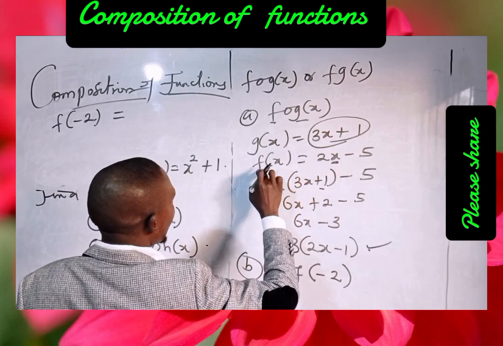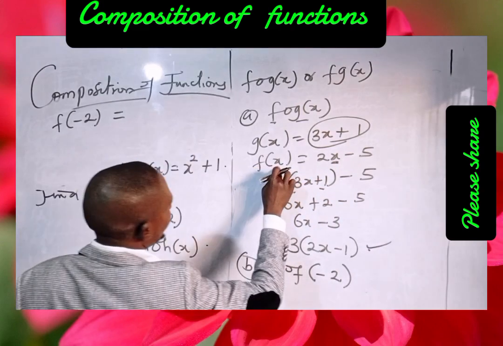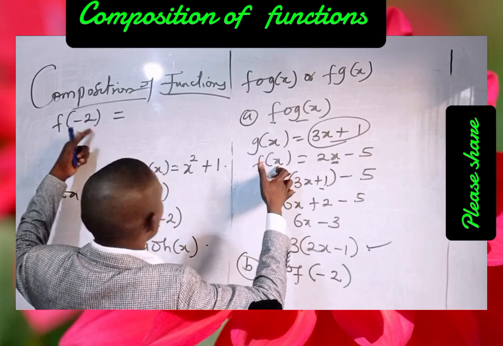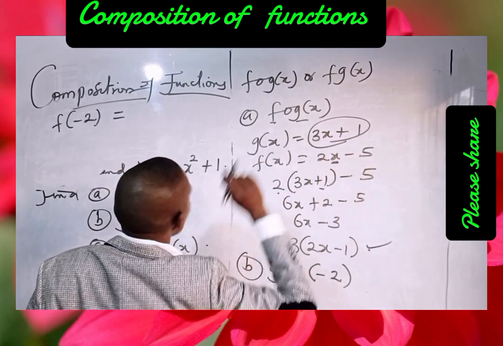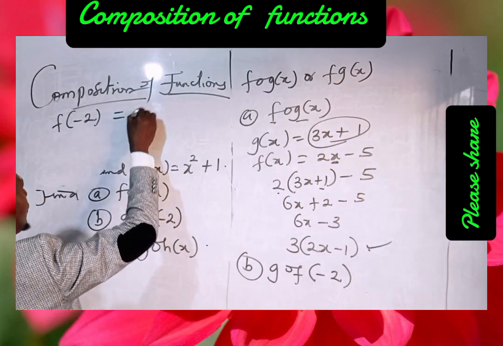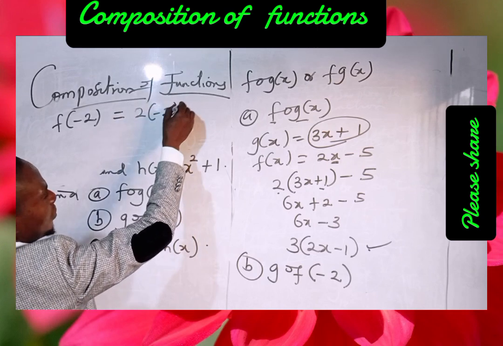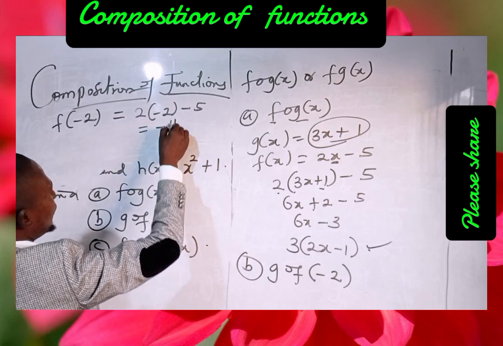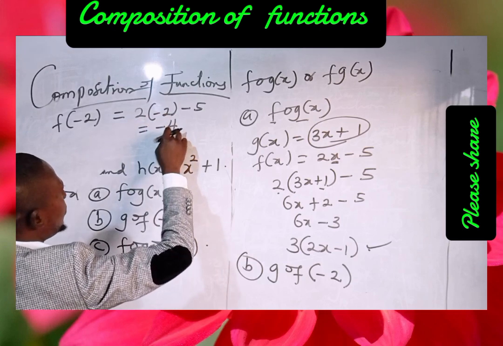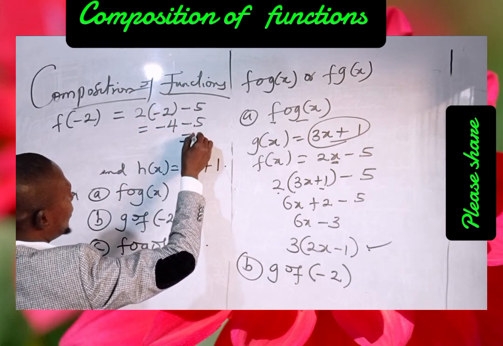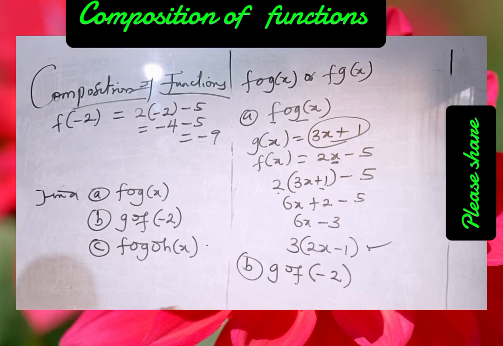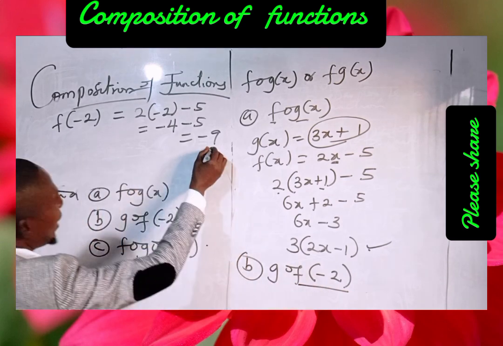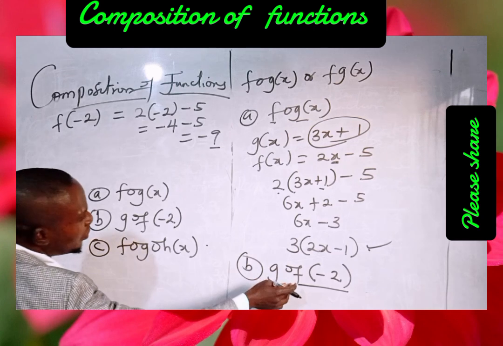Look at it, f of minus 2, f of x, meaning that x equals what? Minus 2. So any place you see x in f of x, put minus 2. Very good. 2 times minus 2 is minus 4. Minus 4 minus 5 will give us minus 9. Good. Now, we've gotten f of minus 2 as minus 9.